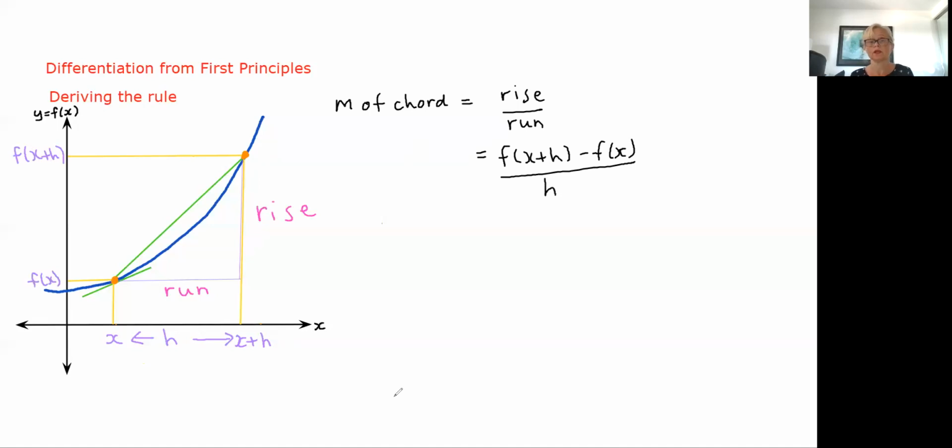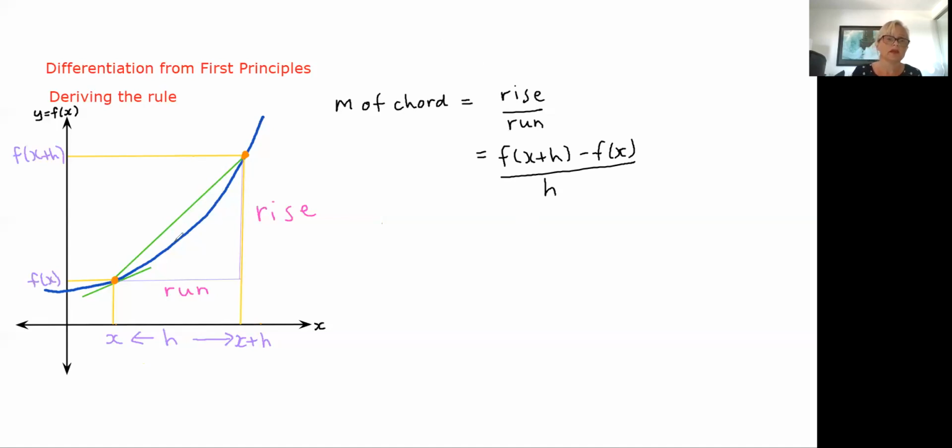All right, so that's the first thing we need to know, that the gradient of that chord is f of x plus h minus f of x on h. Remember that because that's going to be a very important part of your formula. Now let's go back to this notion of the fact that we picked a point a little bit to the right.